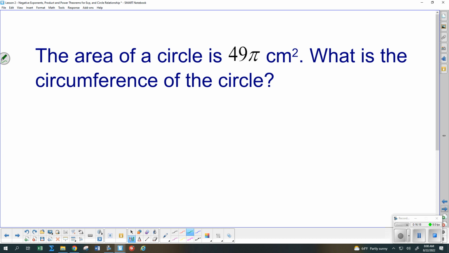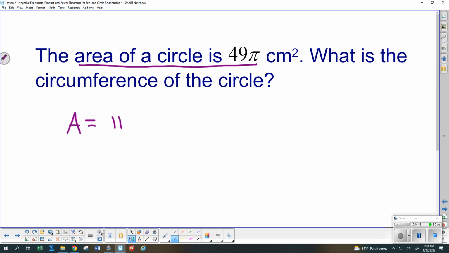Okay, let's do a circle problem. And these are ones that are kind of two-step and sometimes even two formulas in there. So this one starts us off with the area of a circle is 49 pi. So let's write down the formula. Who can tell me formula for area of a circle? Khadijah?